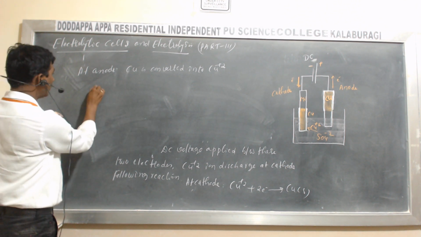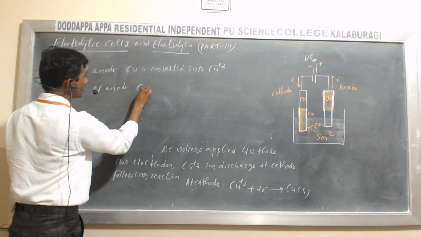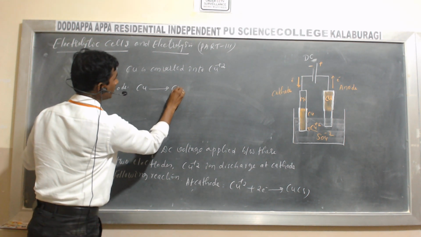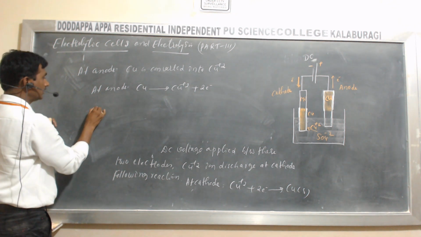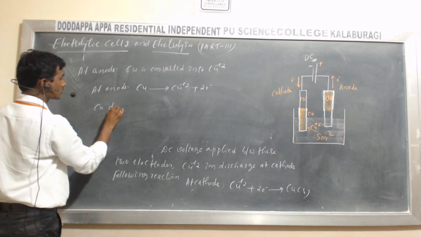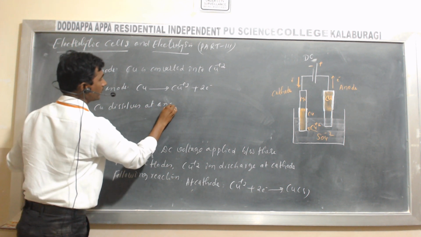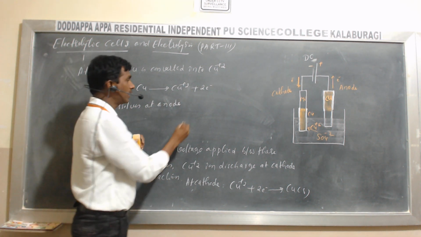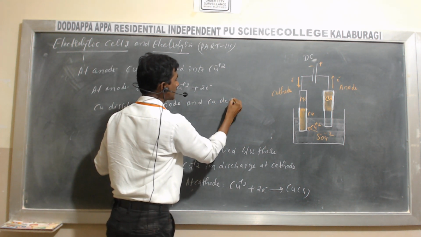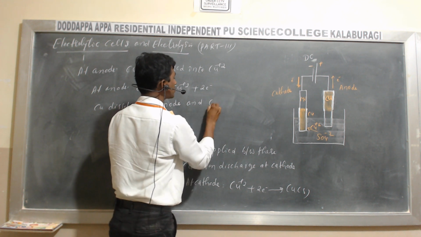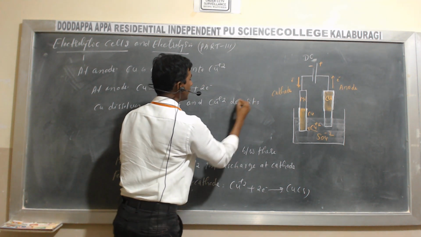So at the anode, Cu converts to Cu plus 2 and it releases electrons. So copper dissolves at the anode. And Cu plus 2 deposits at the cathode.